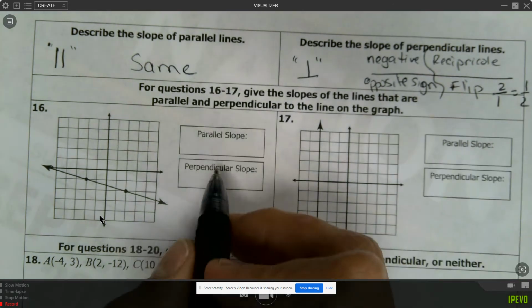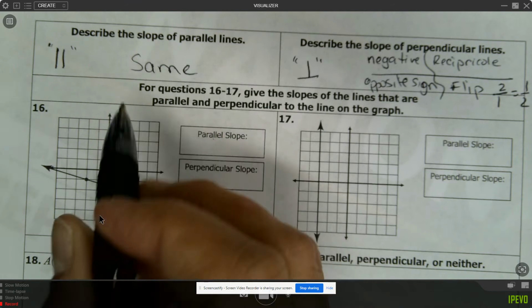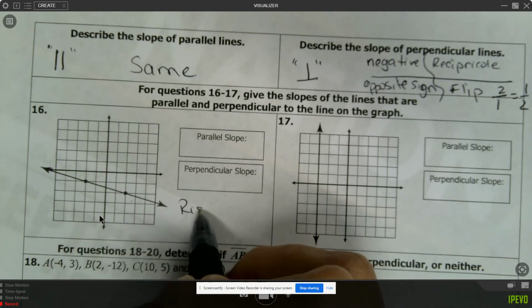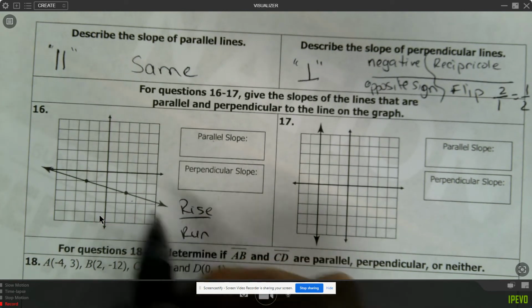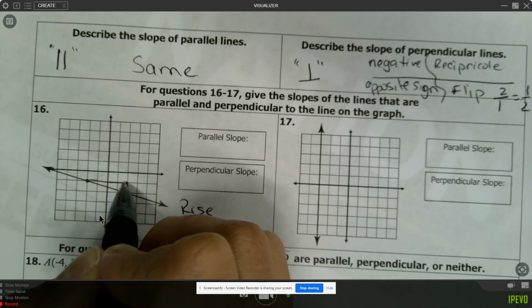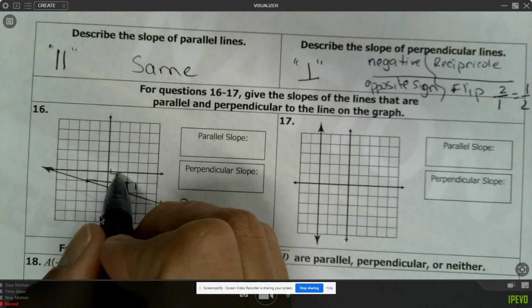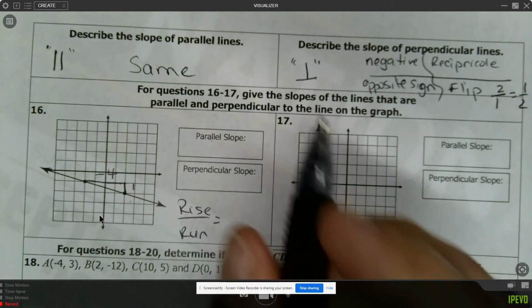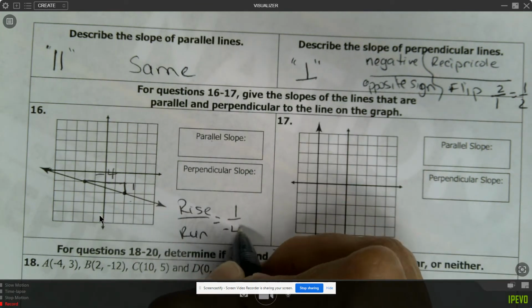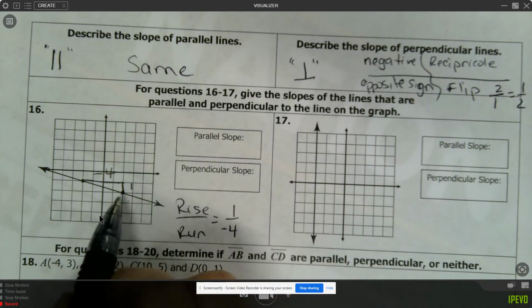All right, so let's talk about the parallel slope to this one. First off, you have to remember that slope is rise over run. So you would want to rise and run. If you go left or down, it is negative. So I'm going to rise 1 and run 4. And since it is to the left, it's negative. So my slope is a rise of 1 and a run of negative 4. So that's a 1 over negative 4.